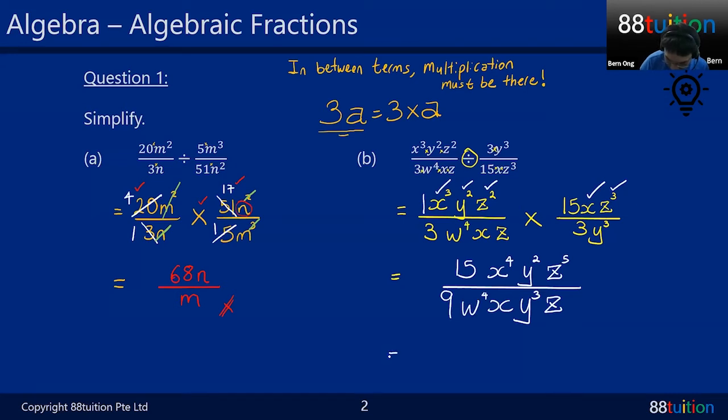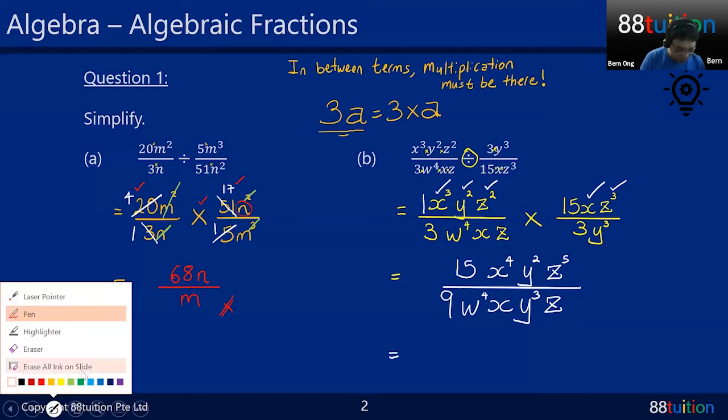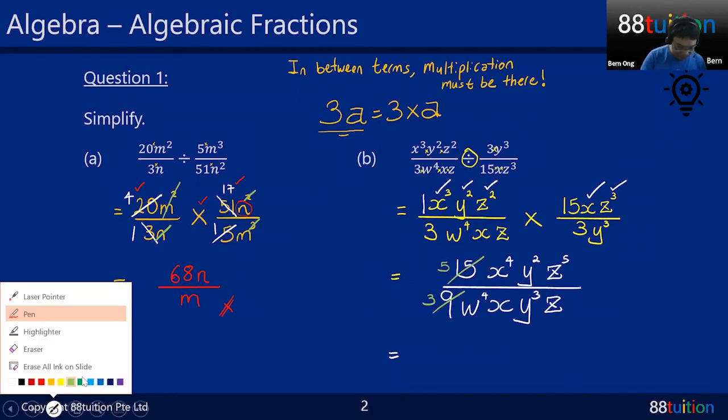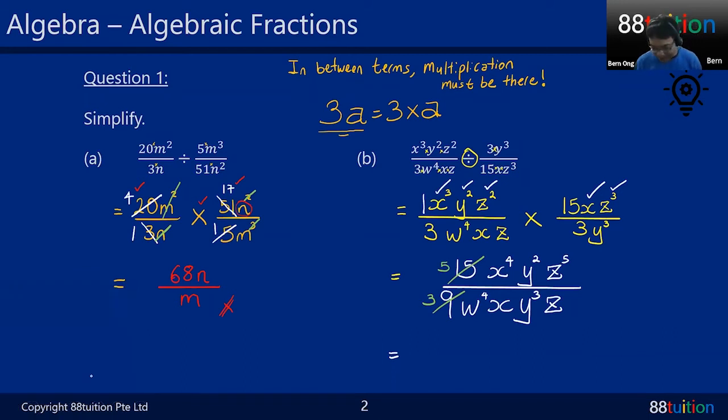Can you see? So in a way, you are trying to take the numerator times the numerator, denominator times denominator. All right, you're trying to consolidate them. So now what do you do? You can start to cancel. Numbers and numbers first. 15 and 9, they are part of the 3 times table. Divide by 3, divide by 3. Can? Next color. X and x to the power of 4 and x. X means 1x. x to the power of 4 means x. So you cancel this one, you're left with 3 on top.